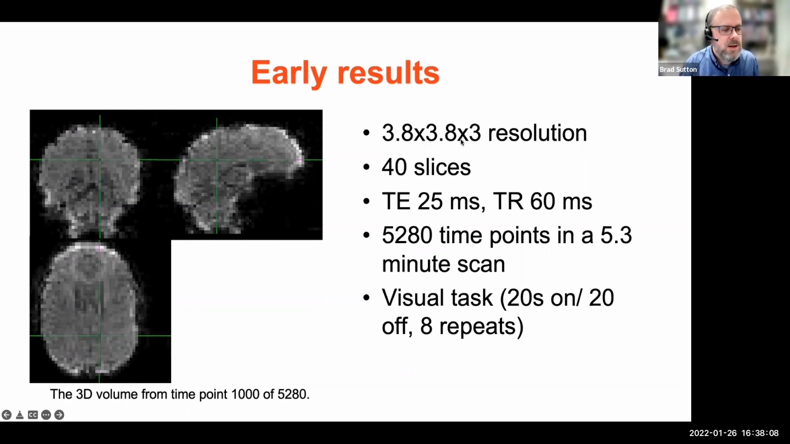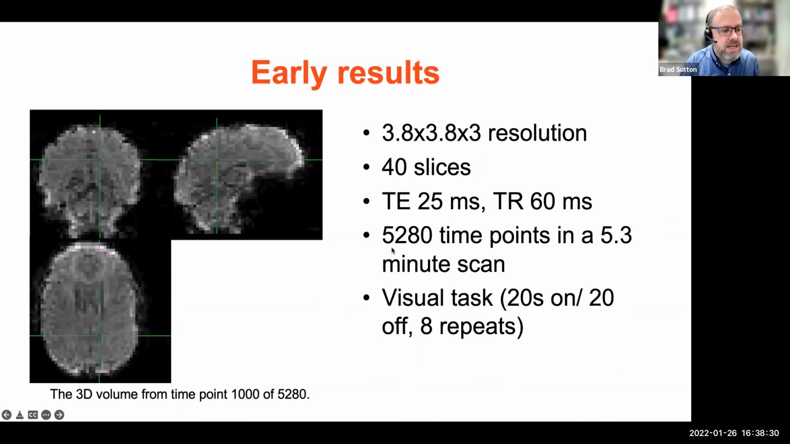But this is 3.8 by 3.8 by 3 millimeter resolution. We have 40 slices going across the brain here, and our TE is 25 milliseconds, which is very similar and typical for an fMRI acquisition. Our TR is 60 milliseconds, and in that 60 milliseconds, we get all 40 slices. So we're covering all the brain at once. We say slices here, but it's a 3D scan. It's not a 2D scan.